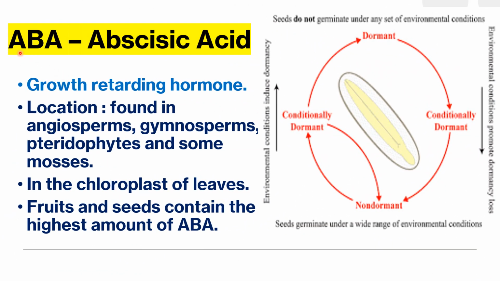The next plant growth hormone is ABA. ABA is also known as abscisic acid. The full form of ABA is abscisic acid. ABA is a growth retarding hormone or growth inhibiting hormone. Where is it found? It is found in angiosperms, gymnosperms, pteridophytes and some mosses, which you can see in the chloroplast of leaves. Then fruits and seeds contain the highest amount of ABA. This is a growth retarding hormone.